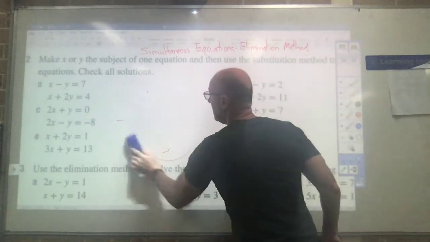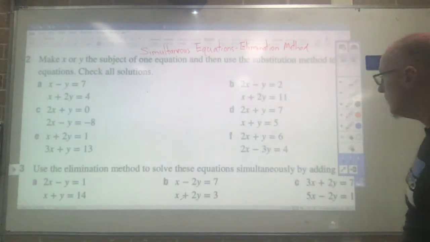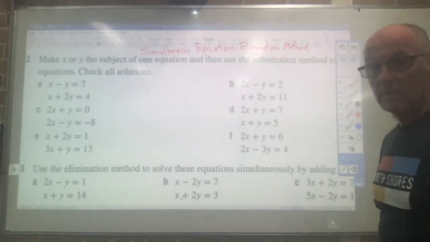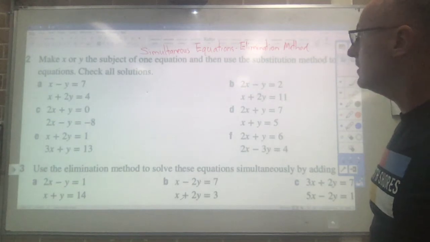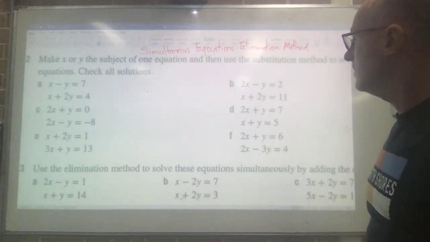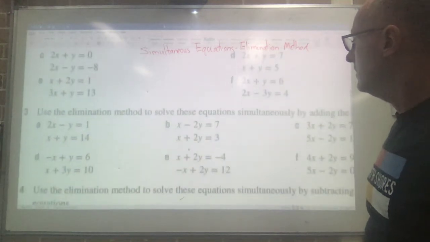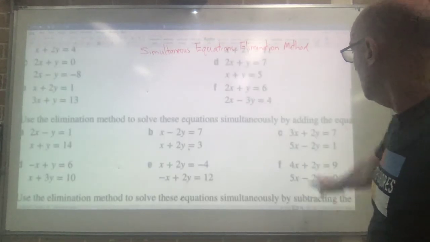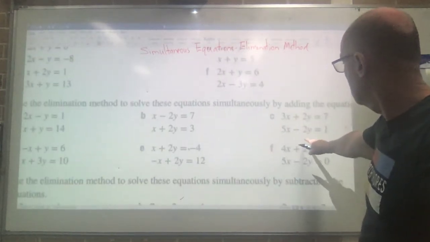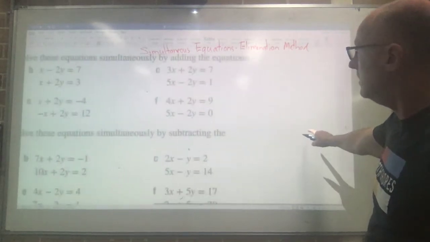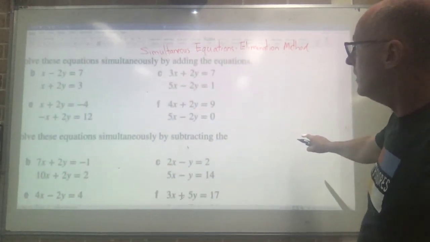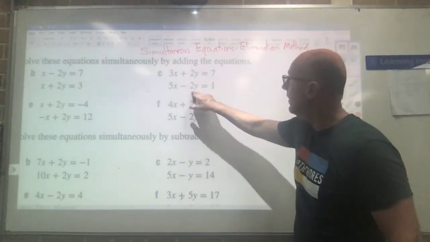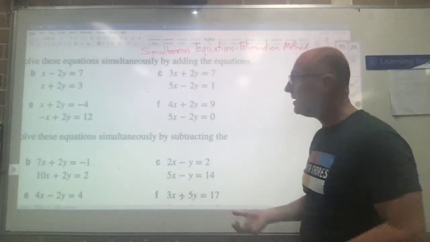Okay, I'll just try a couple more. So just quickly, let's choose a different one. Let's try this one over here. Okay, so can I bring that across? I can. Oh, there you go. So the one I want to work on is 3x plus 2y equals 7 and 5x minus 2y equals 1. So this one's a little bit harder. Let's give it a go.